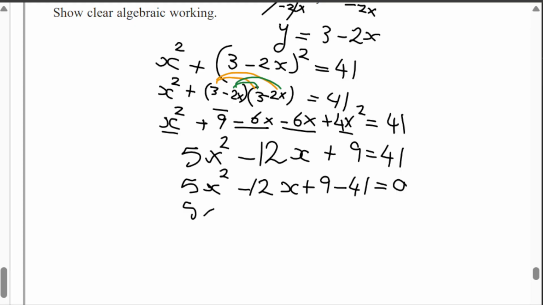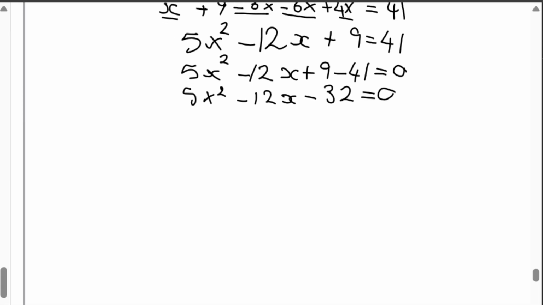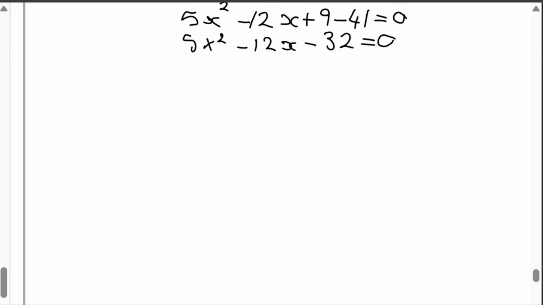That gives you 5x squared minus 12x. And then what's 9 minus 41? It's minus 32. You can use your calculator. Equals 0. That's very good. So if you got to this point, you're almost finished. Now this is a quadratic equation. Have you noticed? I'll solve it using the quadratic formula.